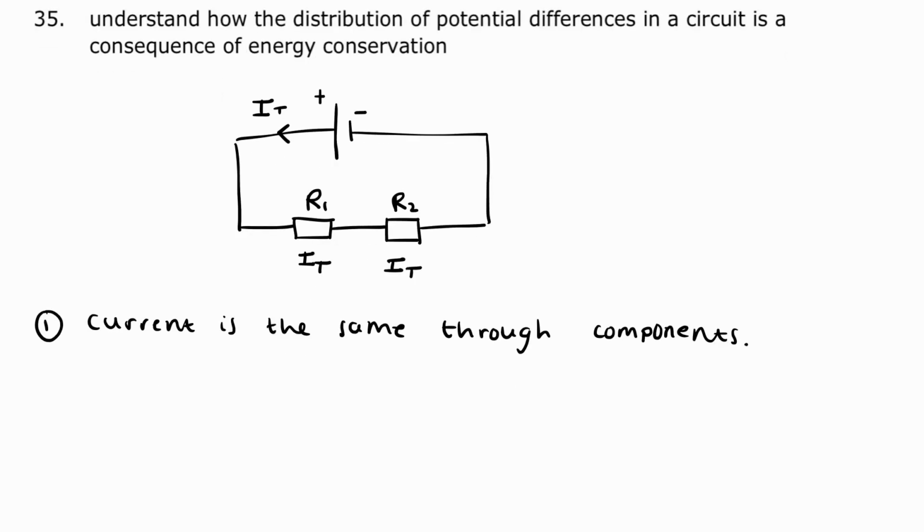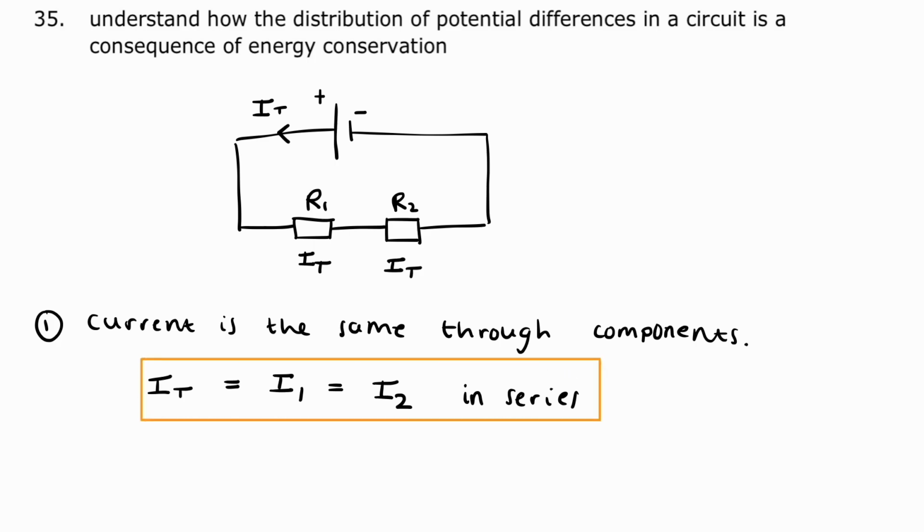Then mathematically we can say that the total current is equal to the current flowing through resistor 1, which is equal to the current flowing through resistor 2. And this is only in series. And we'll call this equation 3.